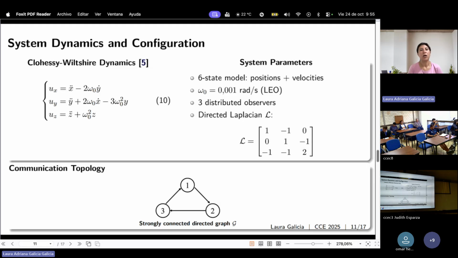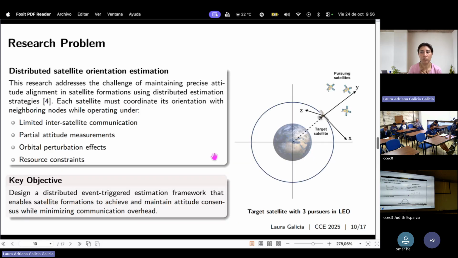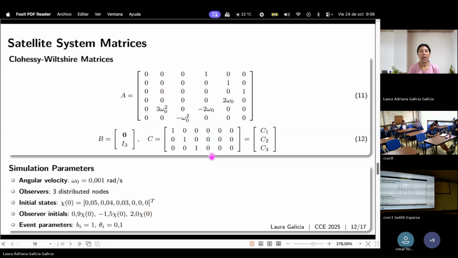The equation things are closed with dynamics. The system parameters are six external model position and velocities. Three distributed observers. The graph is strongly connected and directed. Here, the matrices A, B, C, the matrix C partitioned into C1, C2, and C3, only jointly observable.